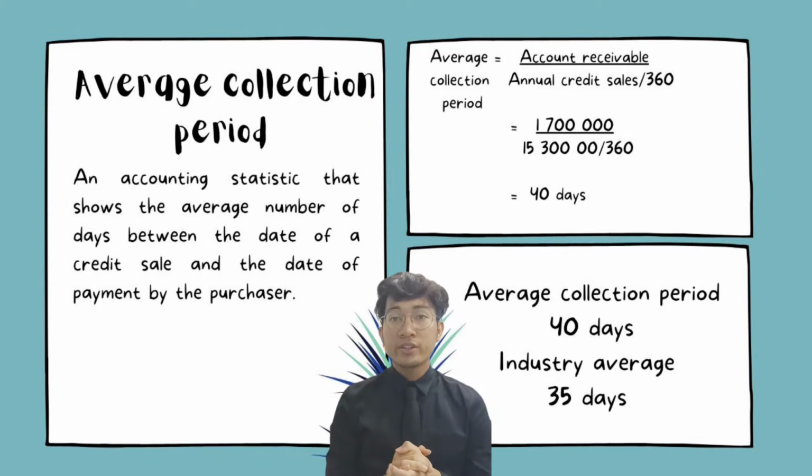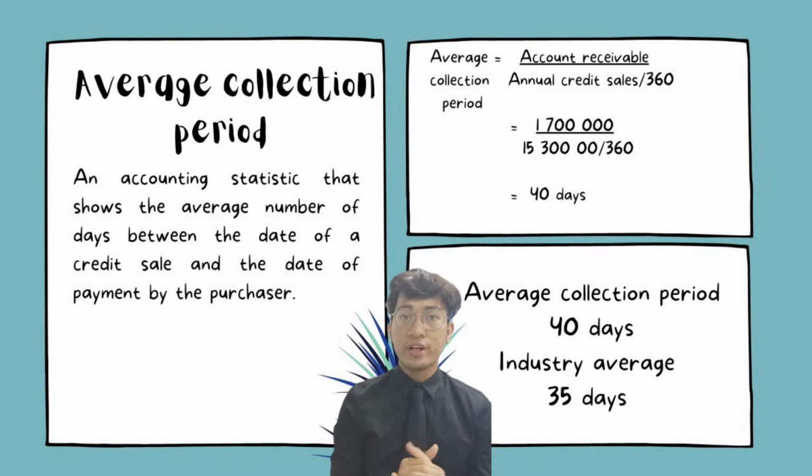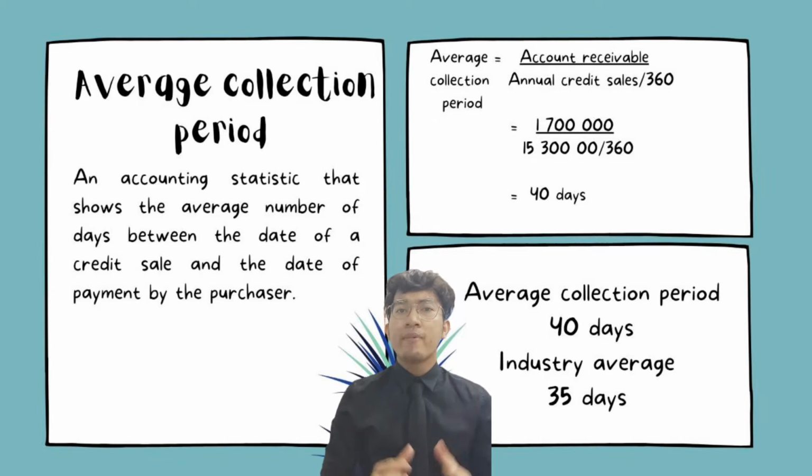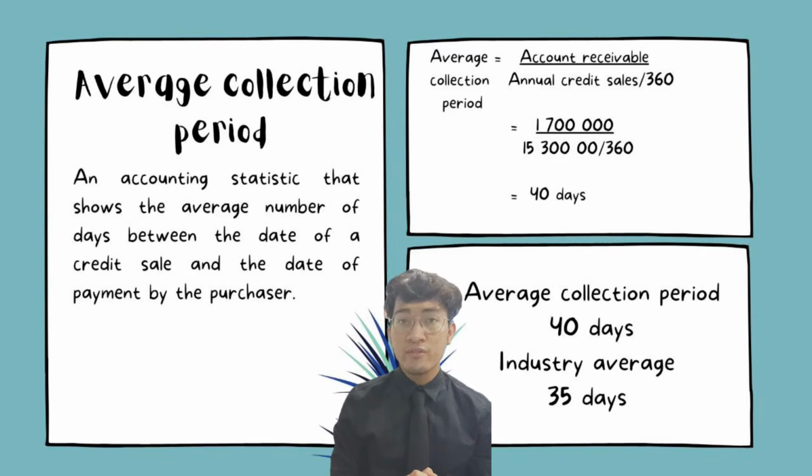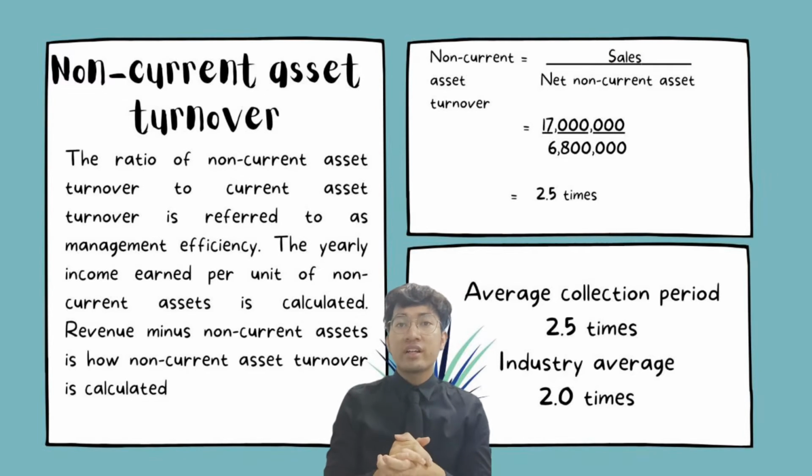Second is average collection period. Average collection period is an accounting statistic that shows the average number of days between the date of a credit sale and the date of payment by the purchaser. The formula is accounts receivable divided by annual credit sales divided by 360. Based on the slide, we get 40 days, which is poor compared to the industry average. To improve, we can send reminders to always be up to date about the payment and adopt a tighter collection policy.